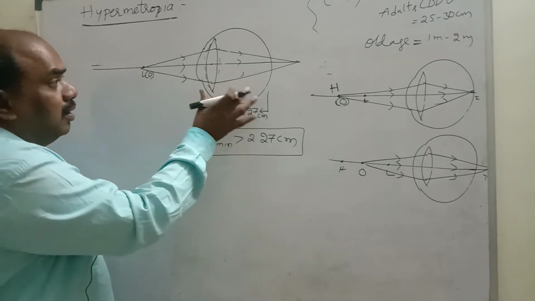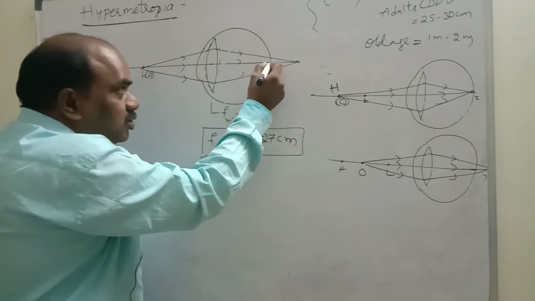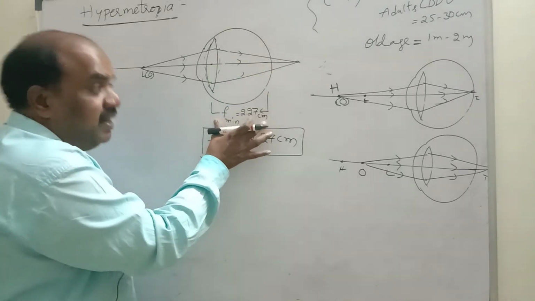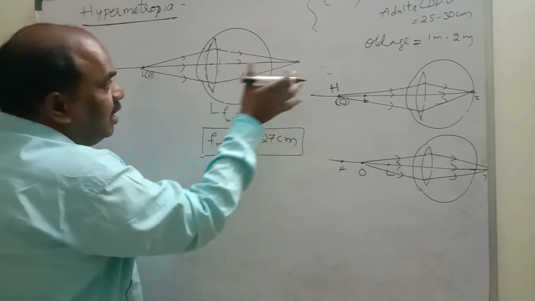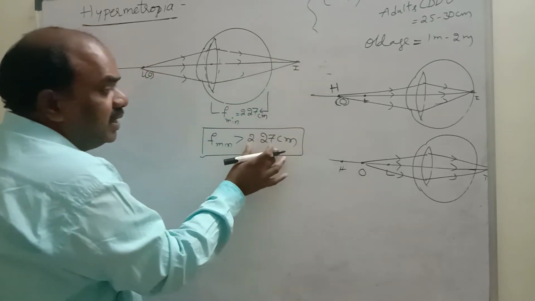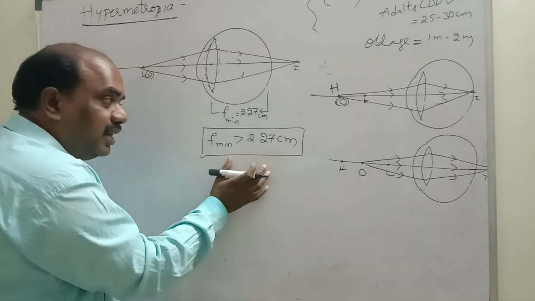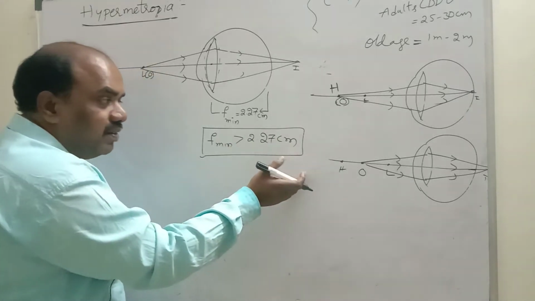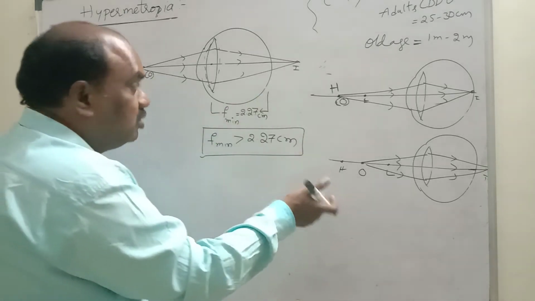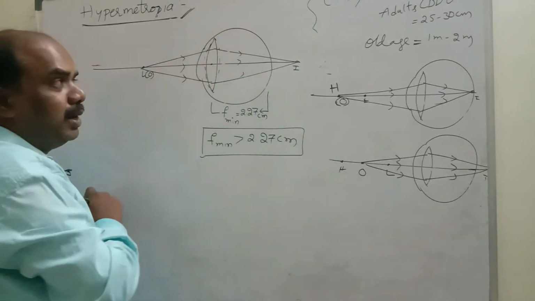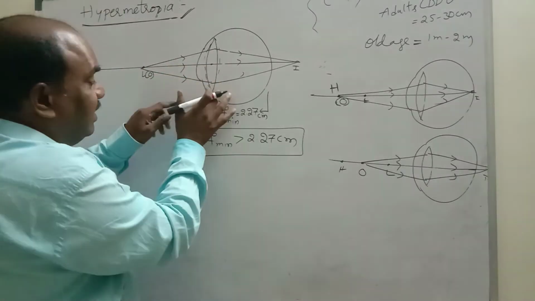The minimum focal length is the distance between the center of the eye lens and the retina. Actually it should be 2.27. But because the image forms beyond, the distance between the center of the eye lens and this image is more than 2.27. For all hypermetropia patients, the minimum focal length is greater than 2.27. If the minimum focal length is more than 2.27, then only we call it hypermetropia. That means the converging capacity of this eye lens decreases.